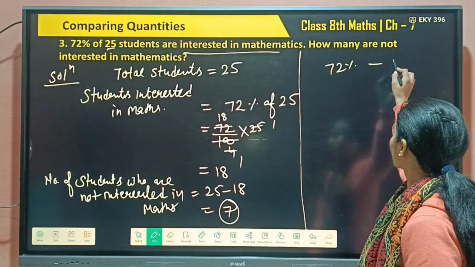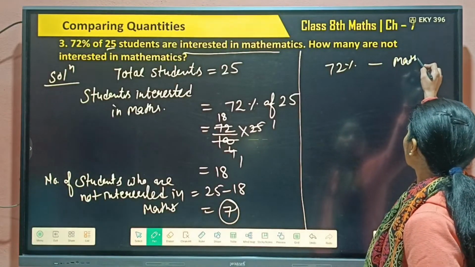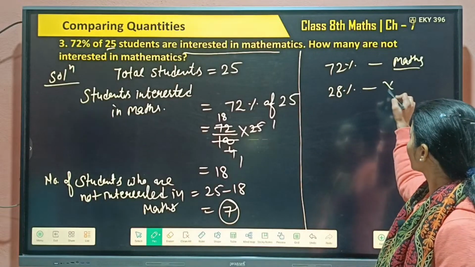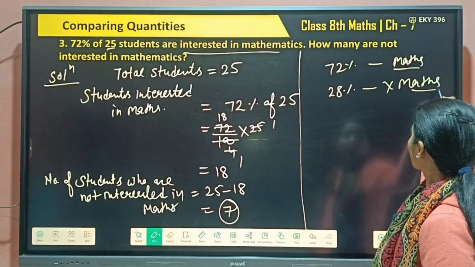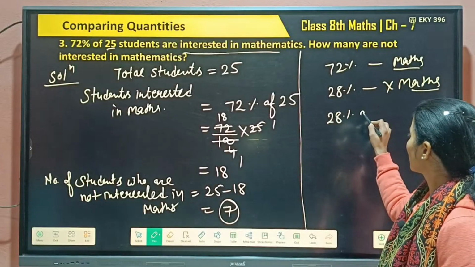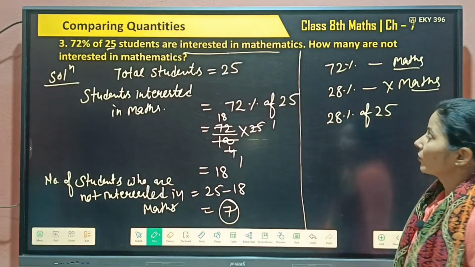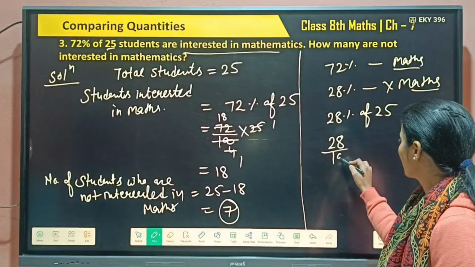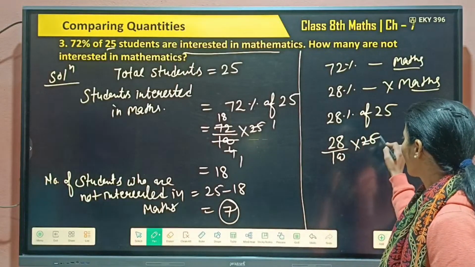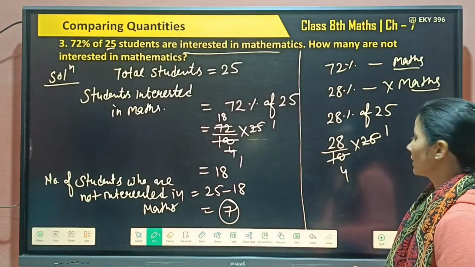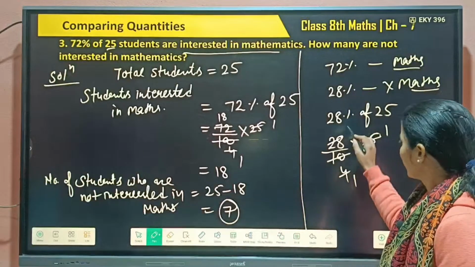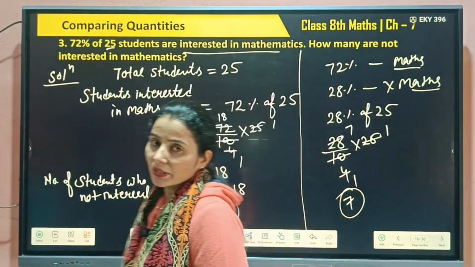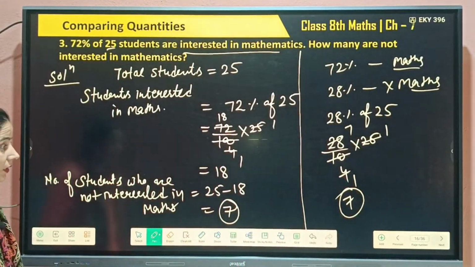72% are interested in maths out of 100%. So 28% are not interested in maths. So directly you can find 28% of 25. 28/100 into 25. 25 is 25, 25 4 is 100, 4 is 4, 4 7 are 28. So 7 students are there who are not interested in mathematics. Question number three is also completed.